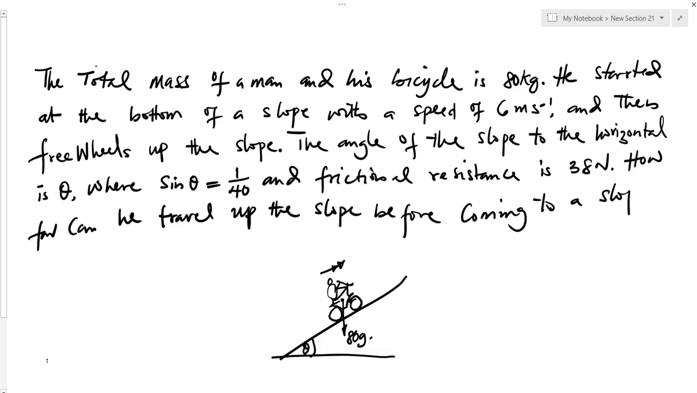The angle of the slope to the horizontal is theta, where sine theta is equal to 1/40, and the frictional resistance is 38 Newton. How far can he travel up the hill before coming to a stop?